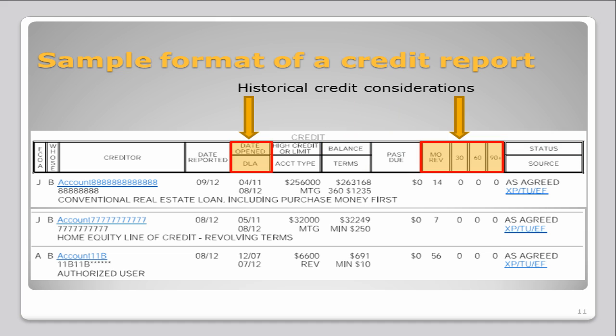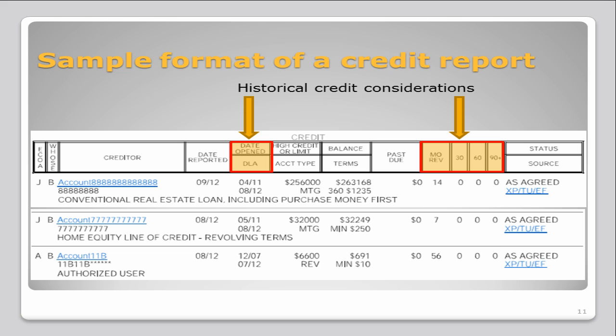Now we're going back to the date opened and date of last activity, as well as the months reviewed and numbers of days late. Starting with the one on the left, you can see this is a double row in this column. The top portion is the date that the credit facility was opened. This shows whether the account is the borrower's, the length of time established, and how to improve the credit. And so it's very important that you know when the date was that it was opened.